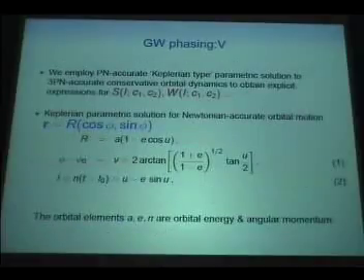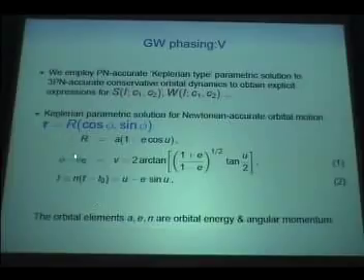So what we have done, again following the literature of timing of binary pulsars, is to construct a Keplerian type parametric solution to the conservative post-Newtonian accurate dynamics. Let me refresh your memory about this Keplerian parameterization. If you know the Newtonian dynamics, you don't have to solve them numerically. There is a way of solving it in terms of the Keplerian orbit. So that's the Keplerian orbit I was talking about.